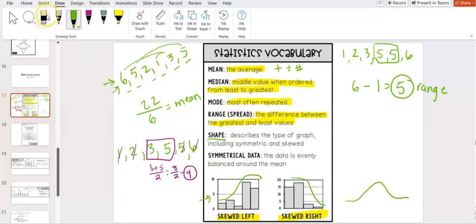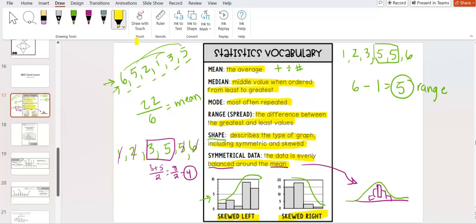We call it a bell curve, where you would have bars, if you're looking at a bar graph or a histogram, that follow the same pattern. Okay, this would be more of a symmetrical data. It means that it's balanced around the mean. So this would be symmetrical, and these two things are skewed. So shape describes the type of graph, including if it's symmetric or skewed, and symmetrical data means that it's evenly balanced around the mean.